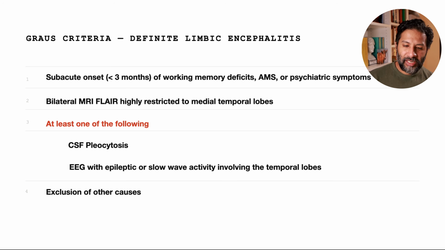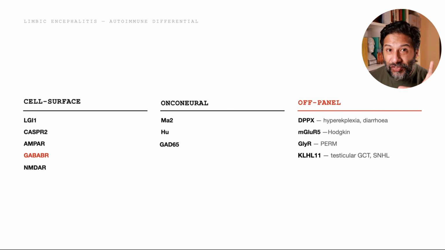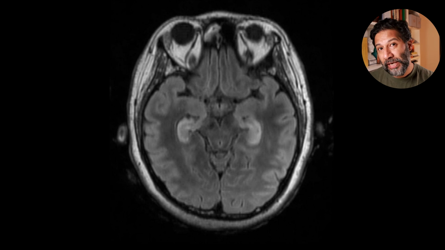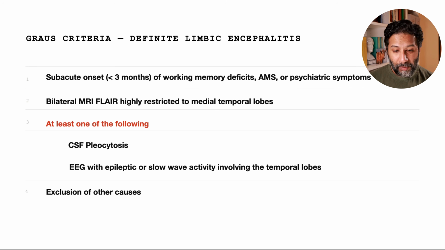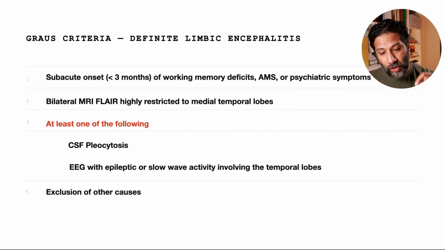As part of the Graus criteria, you can make a definite diagnosis of limbic encephalitis in this patient without any of these antibodies coming back. I don't even need a GABAB coming back because this patient had subacute onset of working memory and psychiatric symptoms. We had bilateral MRI flare restricted to the medial temporal lobes, like we showed you. They had a pleocytosis, and this patient had temporal lobe seizures.